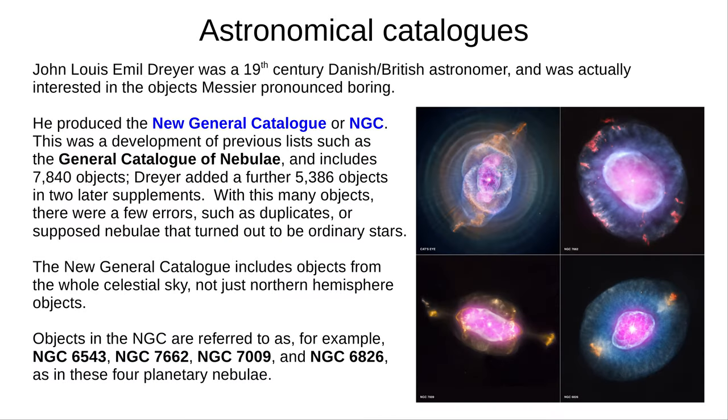In the 19th century, Danish-British astronomer John Louis Emil Dreyer was interested in Messier's boring objects and produced the New General Catalogue. This is widely used today and is a development of previous works. Originally with almost 8,000 objects, later supplements brought the total over 13,000. This catalogue was a collaborative effort, with astronomers all around the world observing the whole sky. This led to a few errors, such as duplicates, or nebulae that actually turned out to be ordinary stars. Objects in the New General Catalogue are referred to by NGC, followed by their number. For example, the Cat's Eye Nebula is NGC 6543.